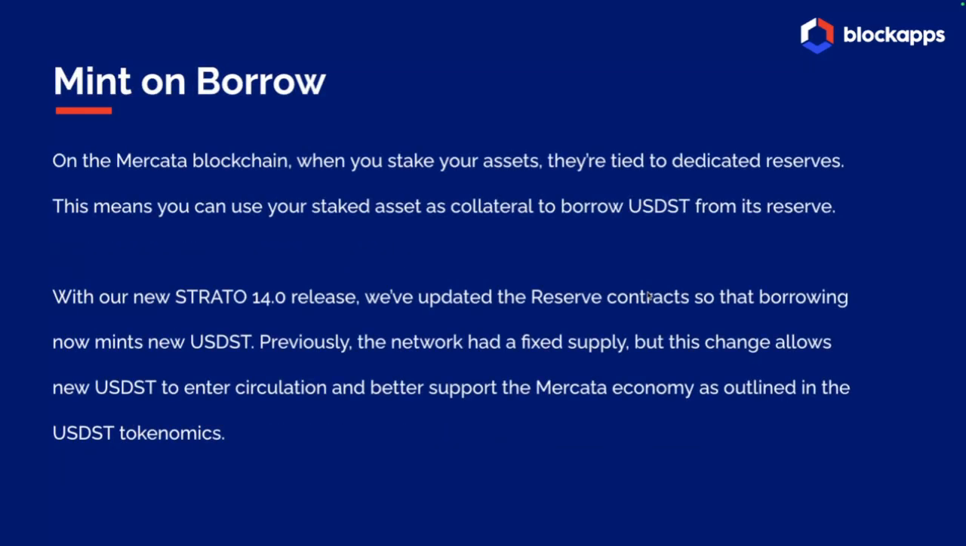And we have a new functionality that we added in our new release. So on the Mercata blockchain, when you stake your assets, they're tied to a dedicated reserve. This means you can use your staked assets as collateral to borrow USDST from its reserve. So with our new 14.0 release, we've updated the reserve contract so that borrowing now mints new USDST. So previously, the network had fixed supply, but this change allows the new USDST to enter into circulation and better support the Mercata economy.